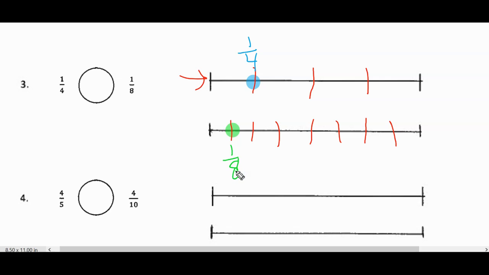So what symbol goes in between? Is 1/4 less than, greater than, or equal to? Look what I just did. Isn't 1/4 closer to 1? Here's 1/4 right here. Isn't that past 1/8? It's past 1/8. So 1/4 is greater than. Okay, so that's what you do on this page.